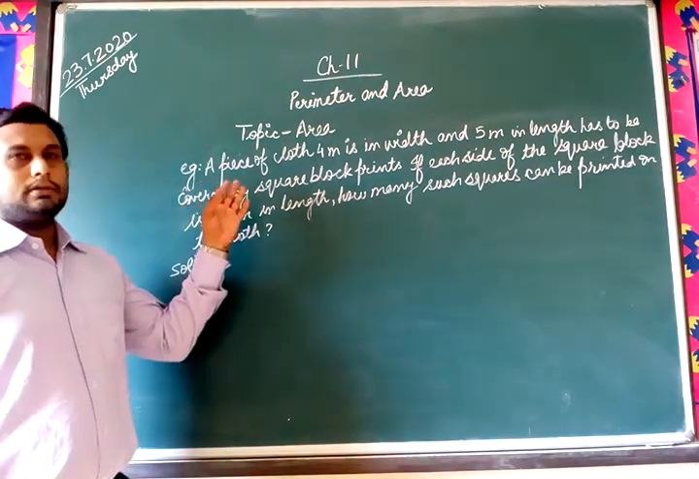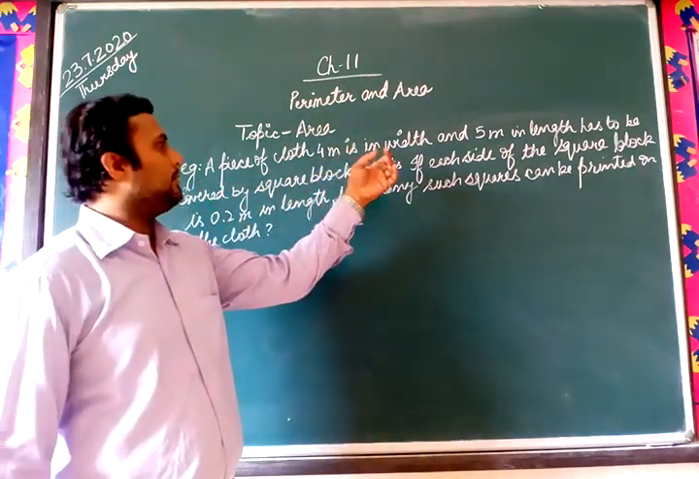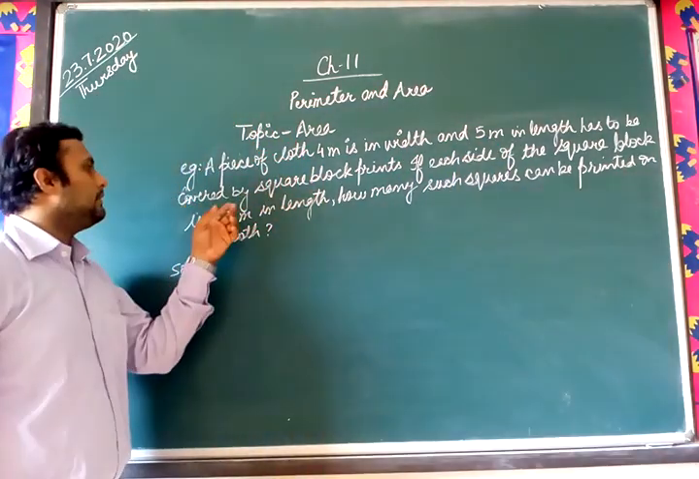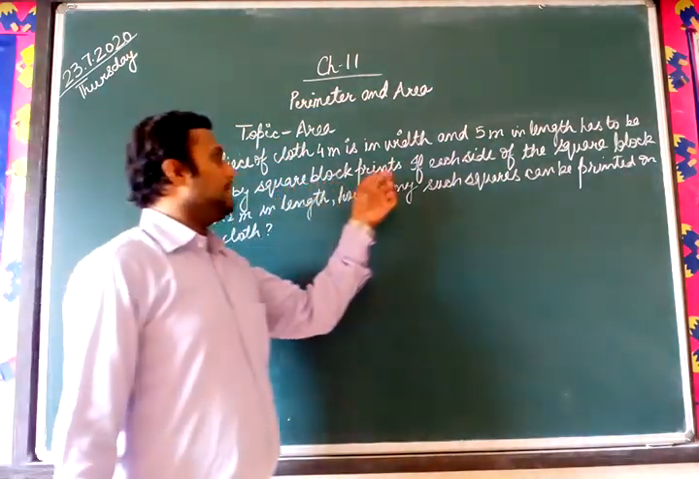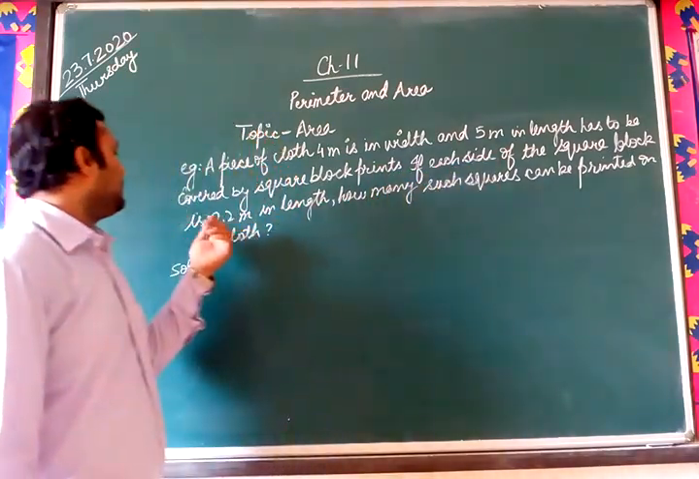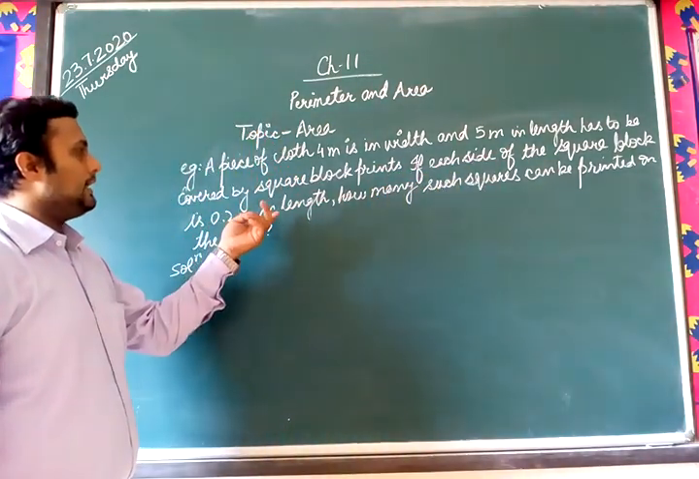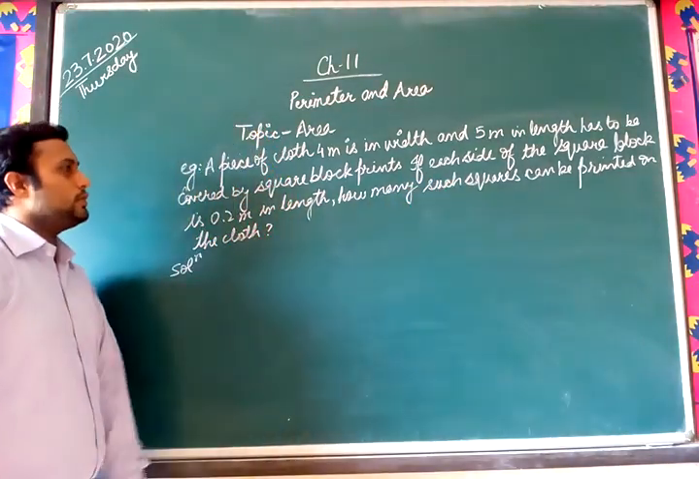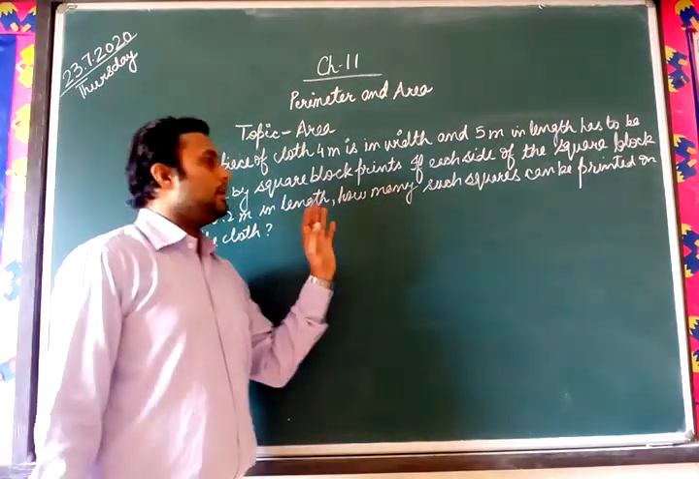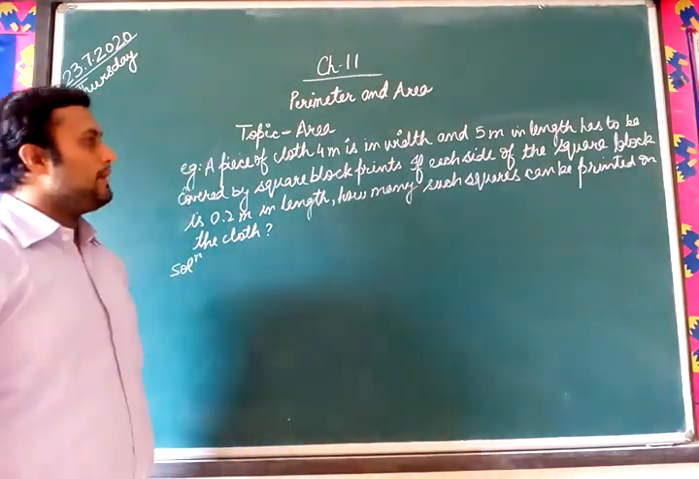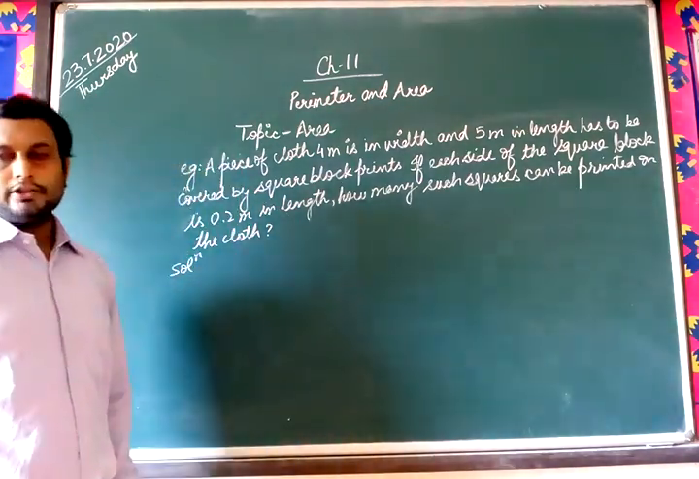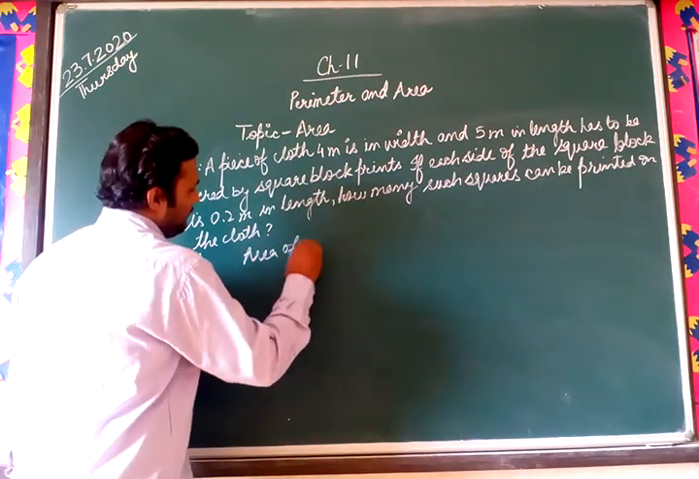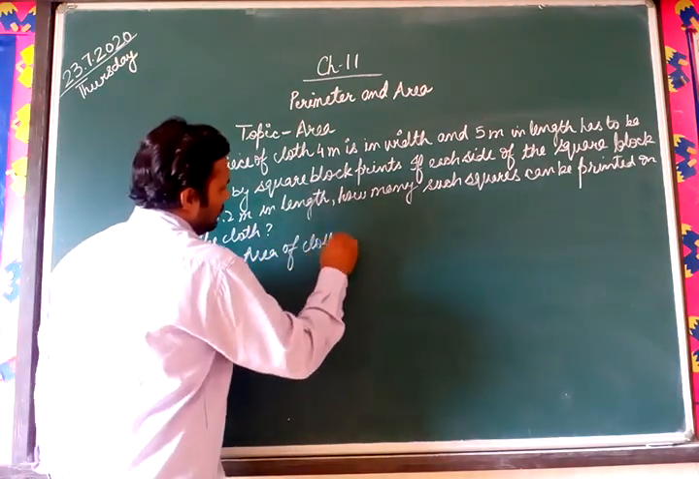A piece of cloth 4 meters in width and 5 meters in length has to be covered by a square block print. If each side of the square block is 0.2 meter in length, how many such squares can be printed on the cloth? So you have to find out how many square blocks can be printed on the cloth. First you have to find the area of the cloth piece.